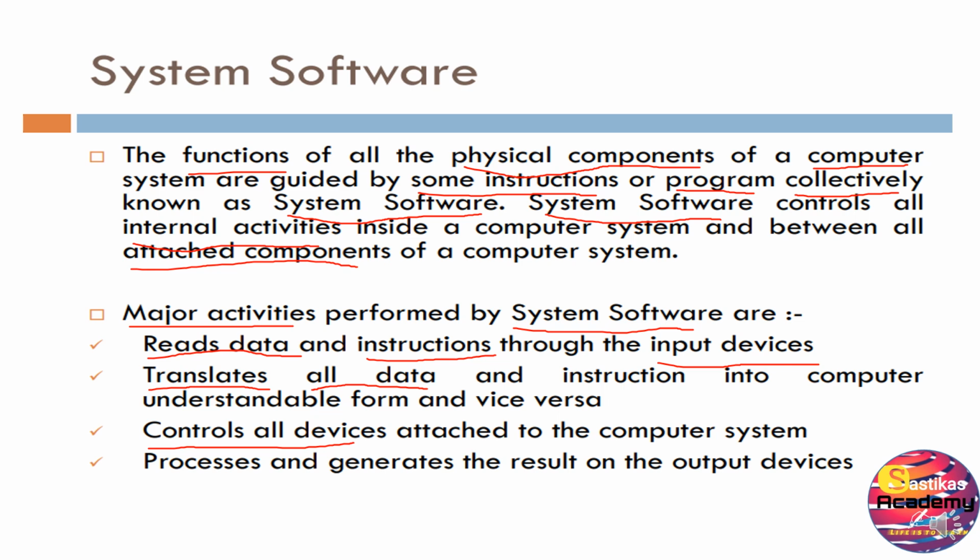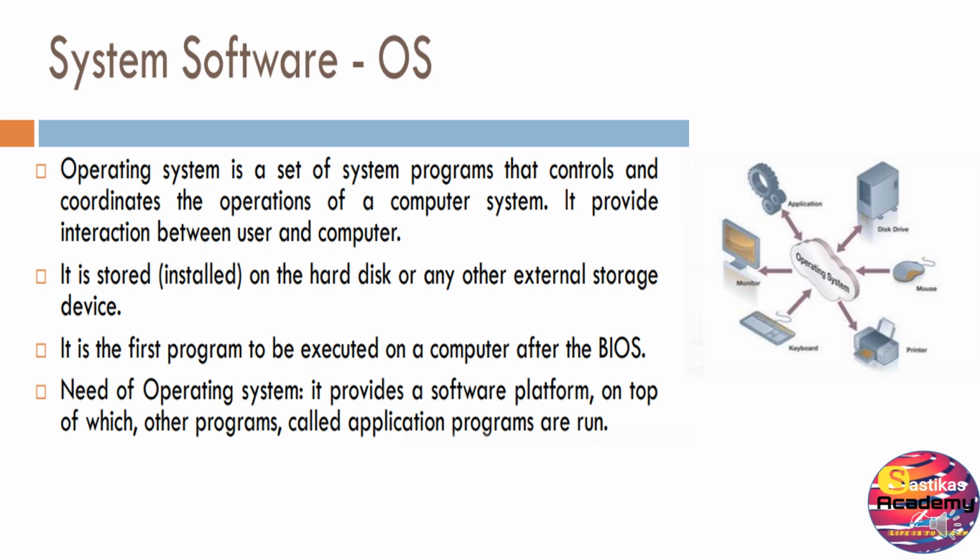Based on that it will control the device, and at the end it will process and generate the result in the output device such as screen, monitor. So it will display the result in the output. And operating systems. So system software is nothing but the OS, operating systems. Different kinds of OS are there: Windows, Ubuntu, Mac, Linux. So many operating systems are there. Based on the computer setups and configuration, that type of operating systems are used.